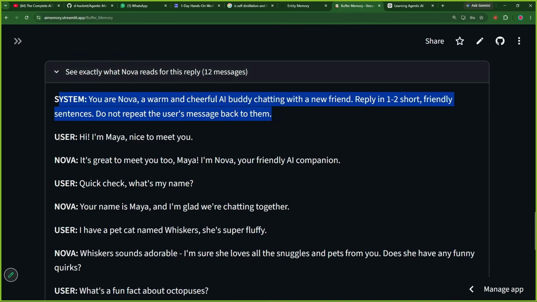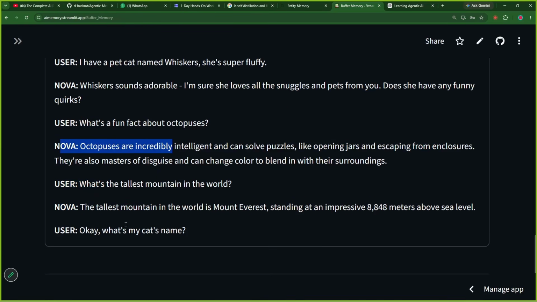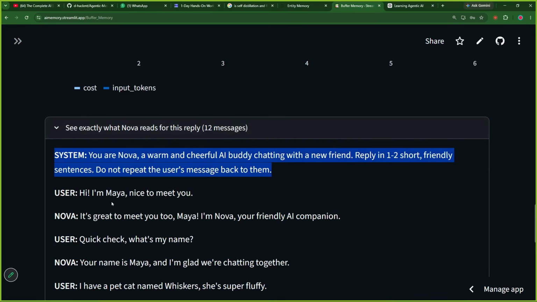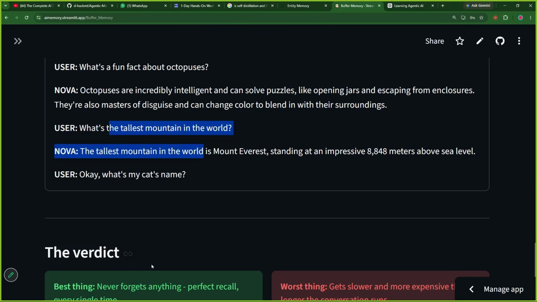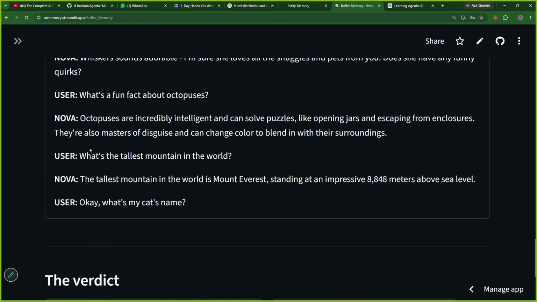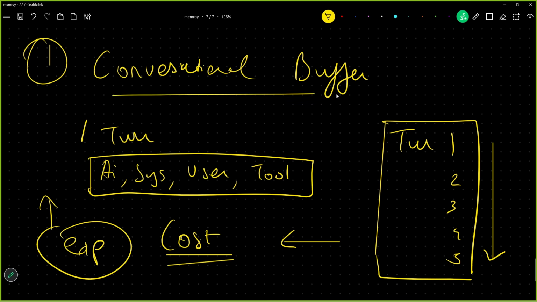See, system message, user message, AI message, then user message, then AI message, then user message, then AI message, user message, AI message. This all is being stored. Actually, the system message is also passed every time, but only for demonstration purposes, I have just pinned it on the top. But every time user and AI message is passed. So we can see that we are simply dumping all the chats in one window, and that is called conversational buffer memory. As simple as that.